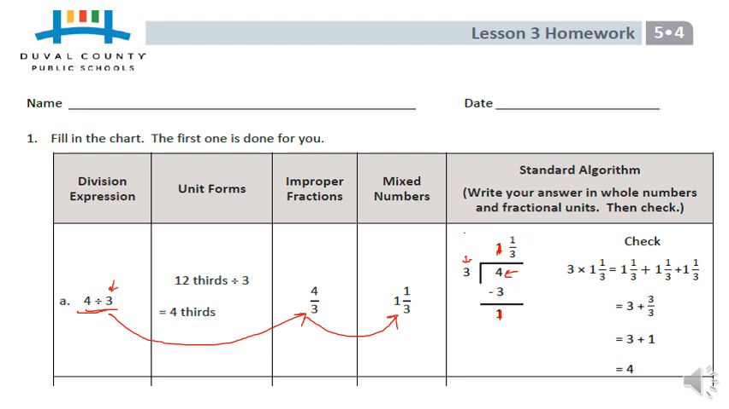Now, the way it looks, we can see 3 goes into 4 one time. 1 times 3 is 3, and they subtract it, and they got 1 left over. And they rewrote that as a remainder of 1 over their divisor, which is 3, so 1/3, so 1 1/3.